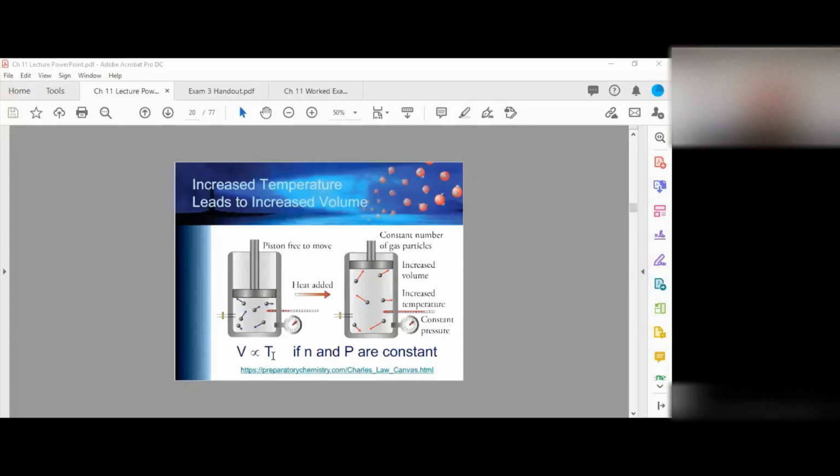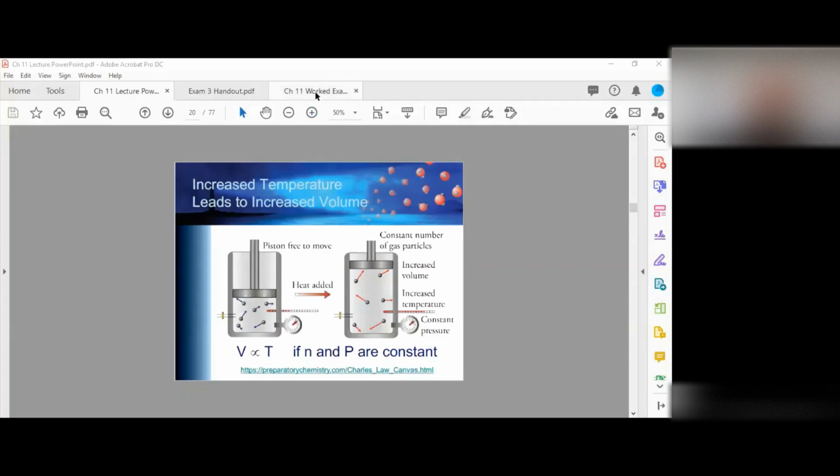Once again, increasing temperature will increase the collision of those molecules. And increasing the collision of those molecules will push these molecules to be farther apart from each other. And when they get farther apart from each other, they occupy a larger space. And that's why the volume is increased when temperature is increased. And this law, in order for it to be valid, amount and pressure have to be constant.